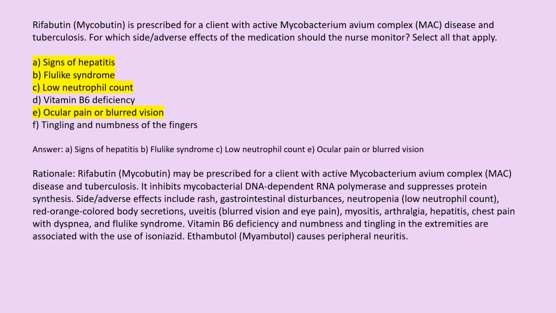Side adverse effects include rash, gastrointestinal disturbances, neutropenia, low neutrophil count, red-orange colored body secretions, uveitis, blurred vision and eye pain, myositis, arthralgia, hepatitis, chest pain with dyspnea, and flu-like syndrome. Vitamin B6 deficiency and numbness and tingling in the extremities are associated with the use of Isoniazid. Ethambutol, Myambutol, causes peripheral neuritis.